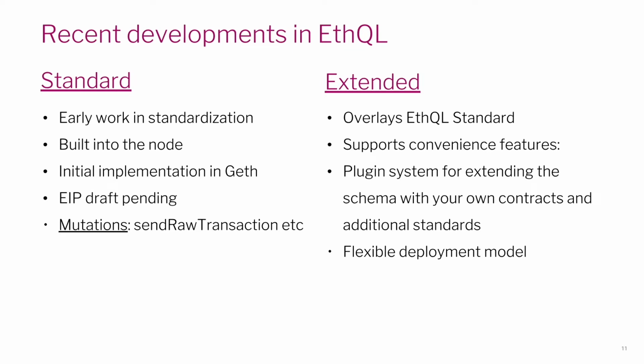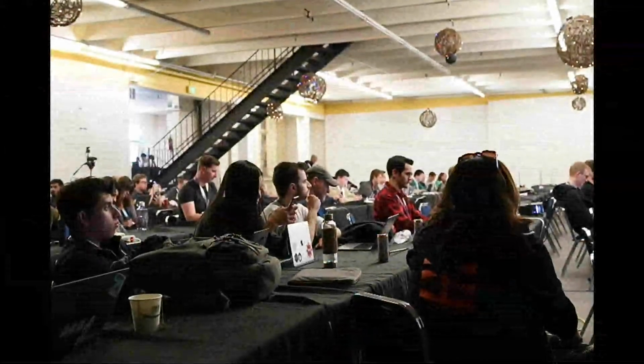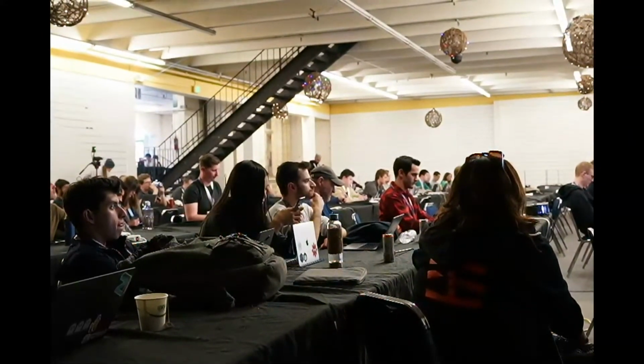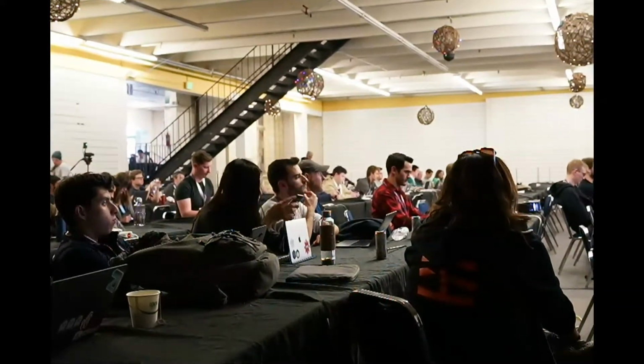And the standard version supports mutations like sending raw transactions. The extended version, which is what I'm going to demonstrate today, is an overlay on top of the EthQL standard, and it supports a lot more convenience functions, things like log decoding, a plugin system for extending it with your own contracts, a flexible deployment model. There's a lot of convenience features that we've built into the extended version.